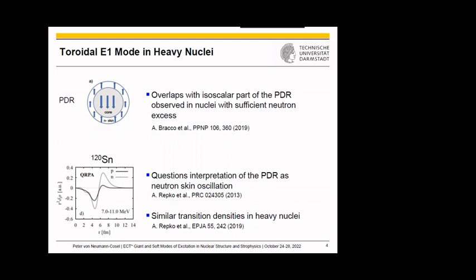Okay, thank you. If you look at our calculations for the tin isotopes, you see this phenomenon from tin 110 to tin 132. Did we calculate tin 100? It's the same.